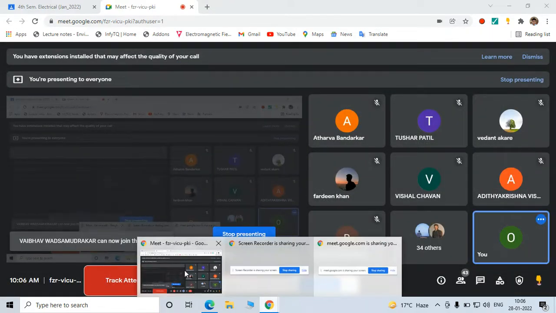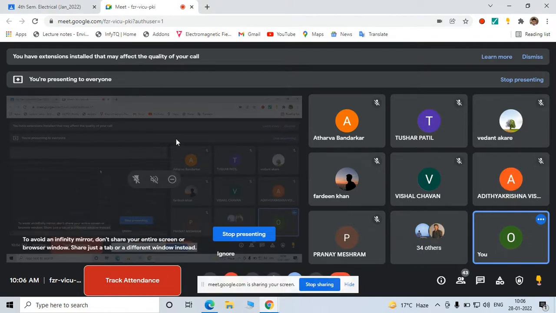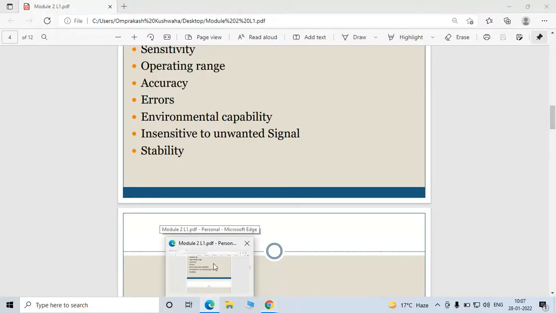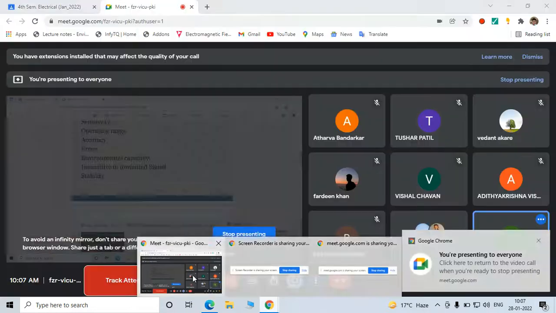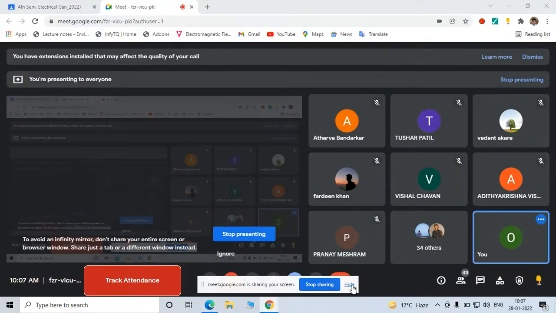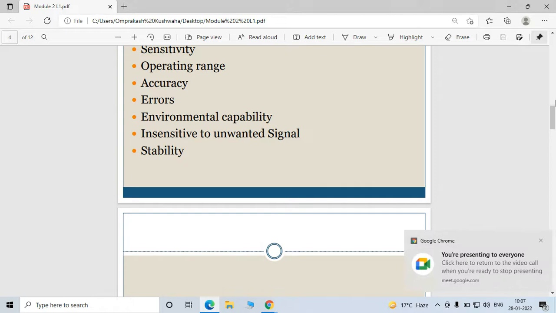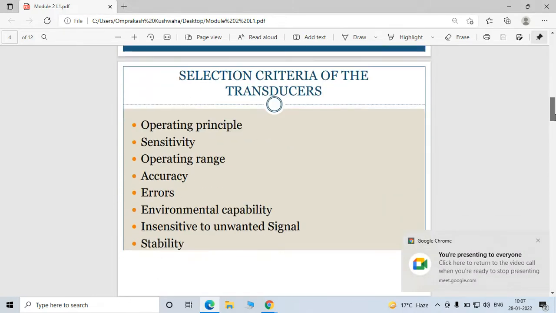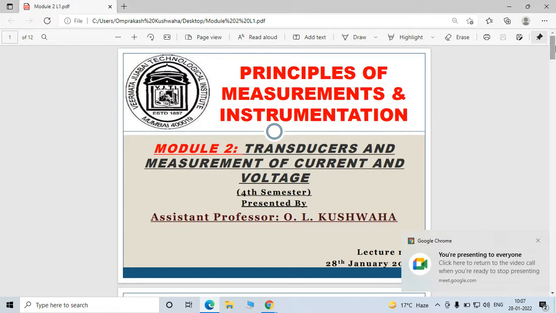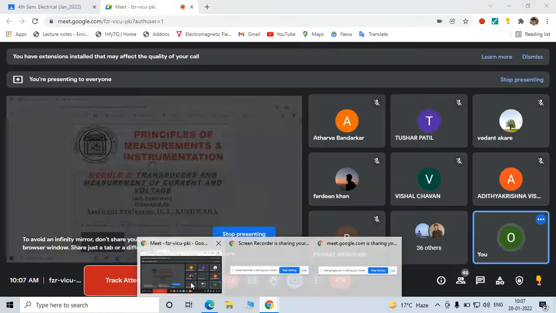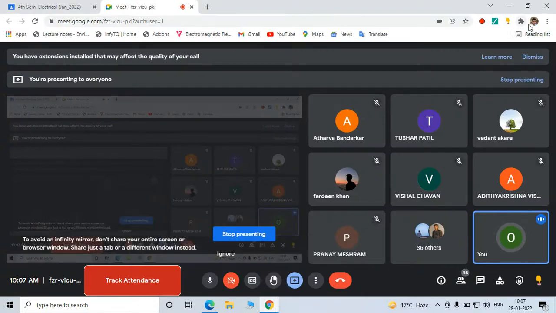In today's lecture we also discuss different types of parameters. For example, we see the sensitivity of any instrument, precision, what is precision, and many more. Okay, so today we will start, keeping all these parameters in your mind, our unit number 2, which is nothing but transducers and measurement of current and voltages.